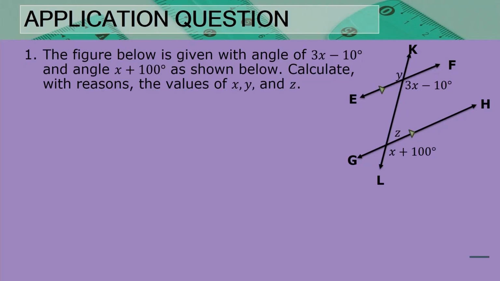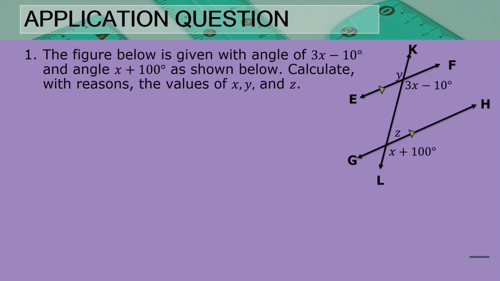It says the figure below is given with an angle of 3x minus 10 degrees and angle x plus 100 degrees as shown below. Calculate with reasons the values of x, y, and z. So when we are looking at these angles here that have been given to us, we can see that two of them have been given as an expression. So that is the 3x minus 10 degrees and the x plus 100 degrees. But look at where these angles are placed.